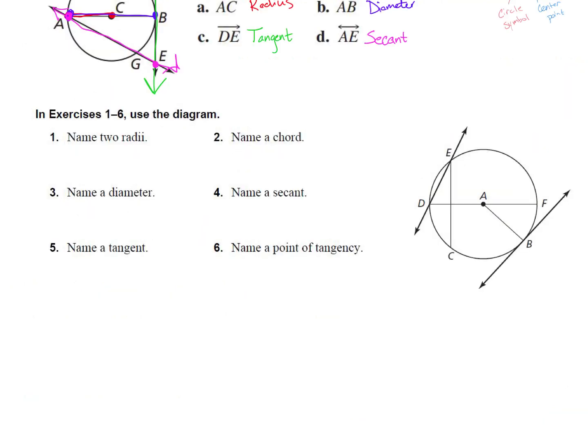All right, before we do that, it says name 2 radii. Does anybody know what radii is? Multiple radius. Yeah, multiple, like more than one radius. So make note of that, it's the plural of radius.